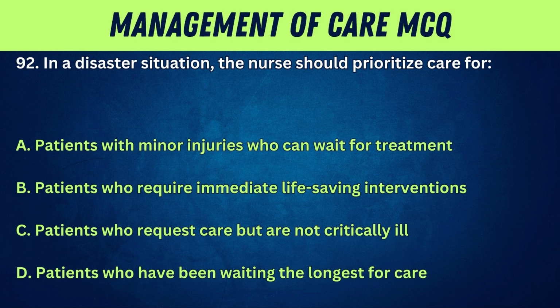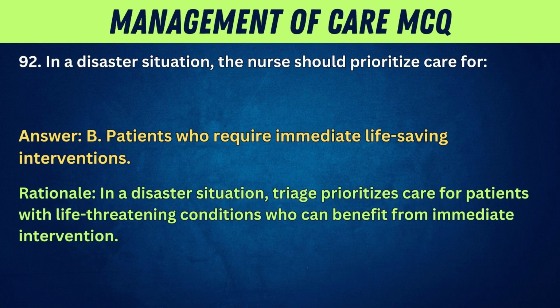Patients with minor injuries who can wait for treatment. B. Patients who require immediate life-saving interventions. C. Patients who request care but are not critically ill. D. Patients who have been waiting the longest for care. Answer. B. Patients who require immediate life-saving interventions. Rationale. In a disaster situation, triage prioritizes care for patients with life-threatening conditions who can benefit from immediate intervention.